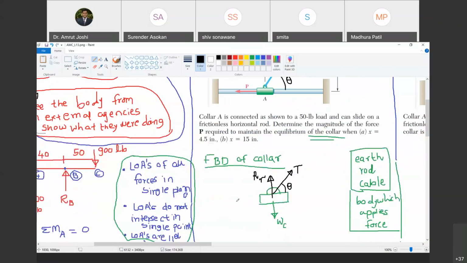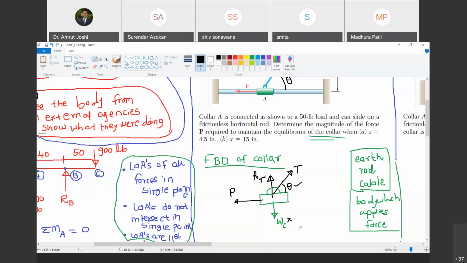So it was applying force P. So I need to show this force P as well. Do you agree with me? Now look, what are the unknowns in this? Is theta known? Whether it is part A or part B, theta is known. Is the weight of the collar known? No, it was not given in the problem. Do you agree with me?